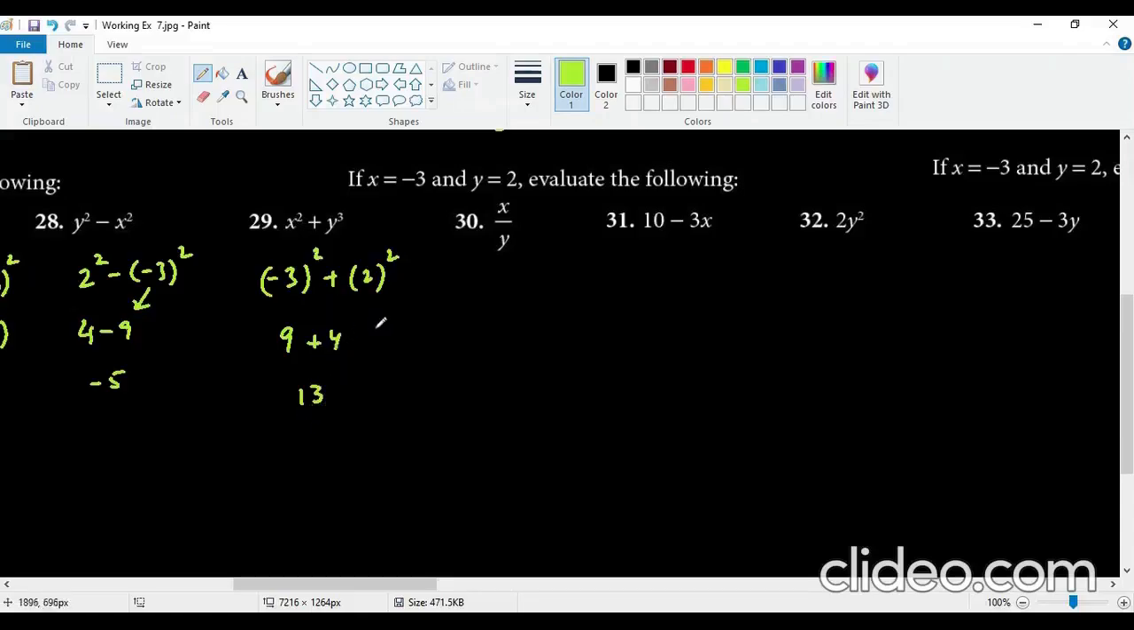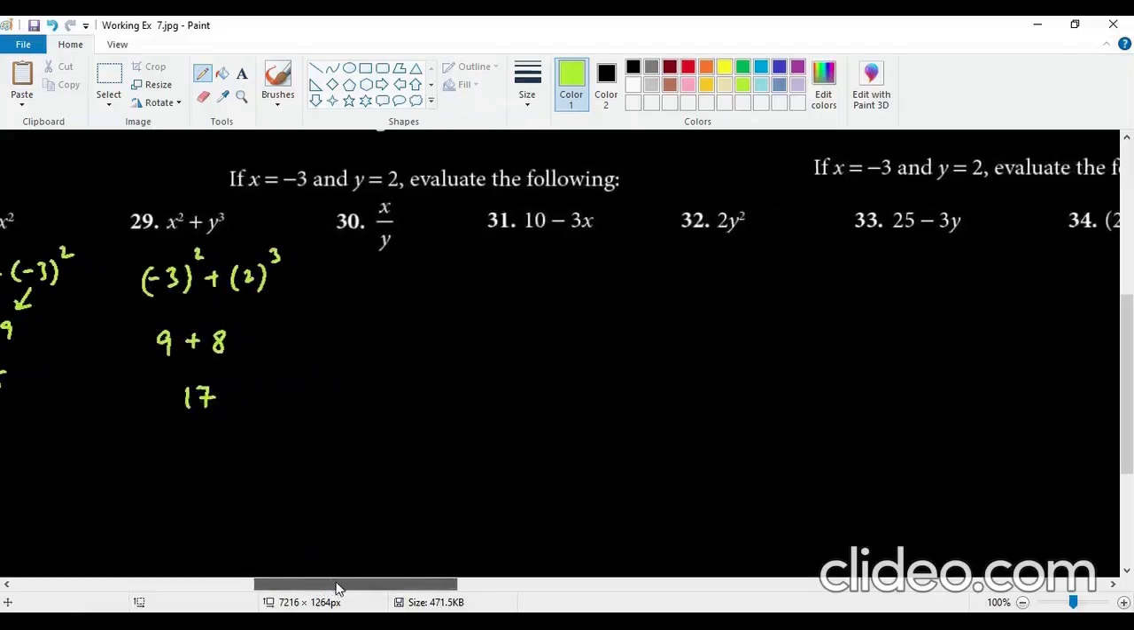Let's see if it is right. X square is negative 3 square, giving you a 9, plus y, it's cube actually. So 2 cube is going to give you an 8. So this is going to give you 9 plus 2 cube, which is 8. So 8 plus 9 is going to give you 17.